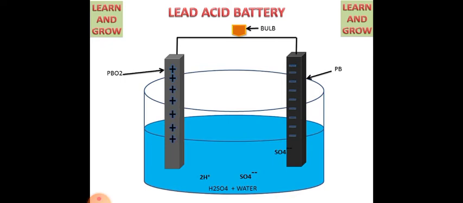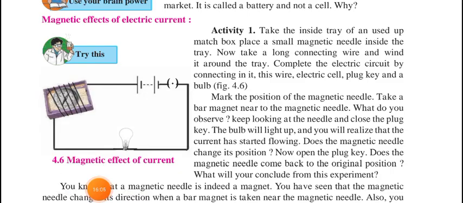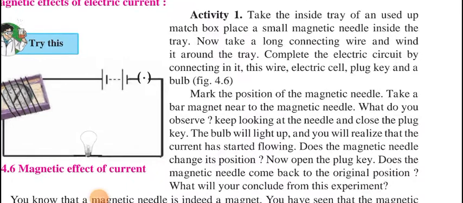And in this way, positive and negative charges are created on it. And when that happens, current starts flowing through the wire and the bulb glows. So this is the procedure of your lead acid battery. Now the next topic is very interesting.